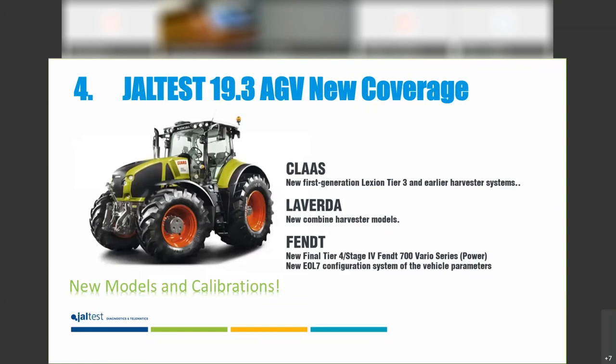Anything that's pretty much generating income, picking up crops, grape harvesters, sugarcane, we're going to be able to run diagnostics on those systems. And again, not just on the engine system, but on the machine side, right?